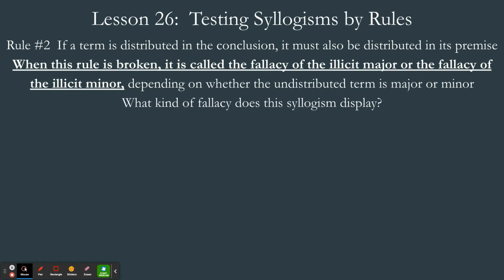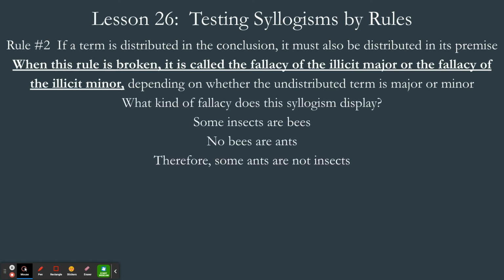And when this rule is broken, it's called the fallacy of the illicit major or the fallacy of the illicit minor, depending on which one of those terms didn't get distributed when it was supposed to. So look at this syllogism here. Some ants are not insects. Which term is distributed in the conclusion? It's an O statement. Insects. Is that the major or minor term? It's the major term. So I check up in my major premise.